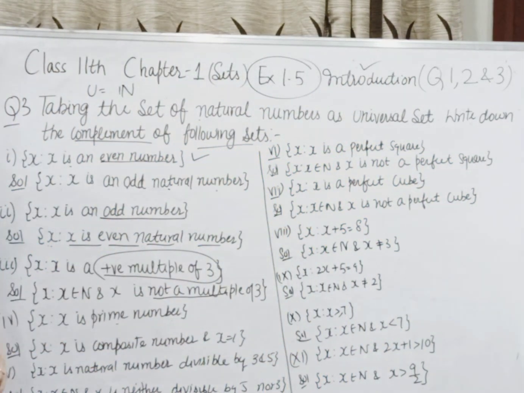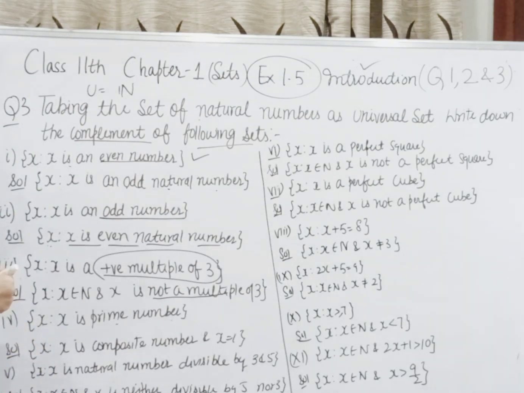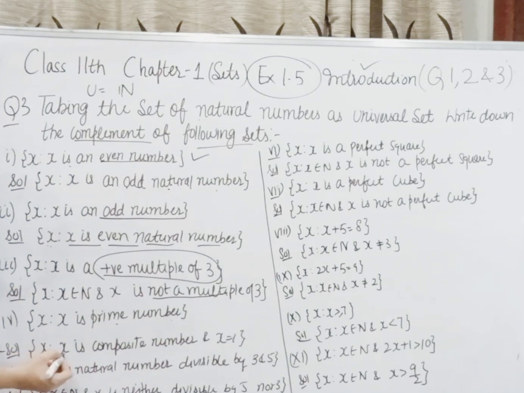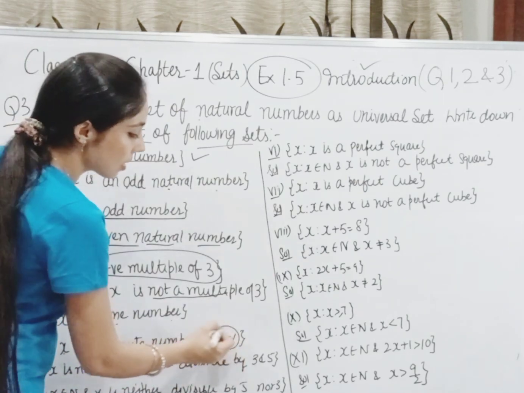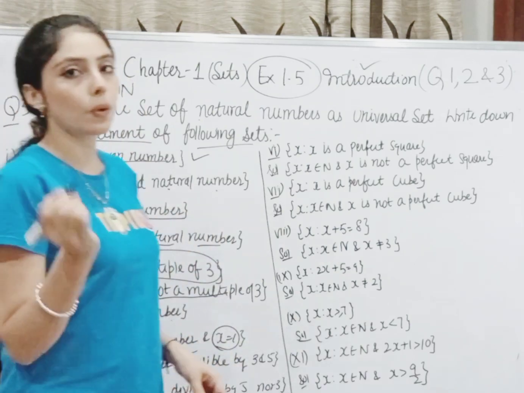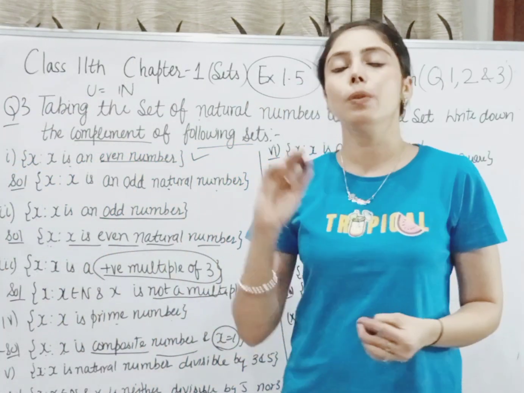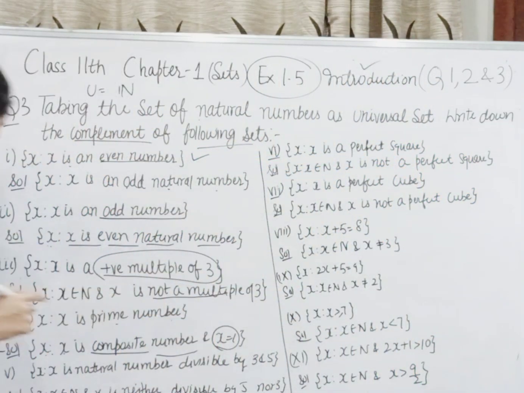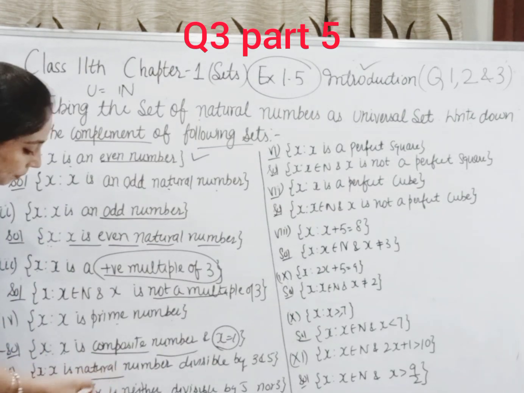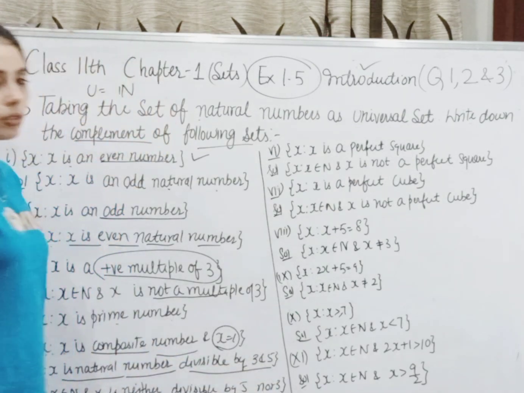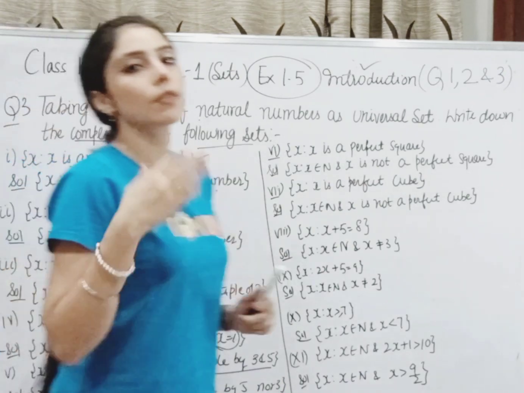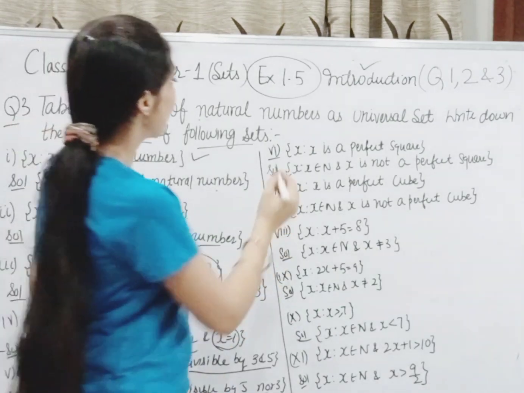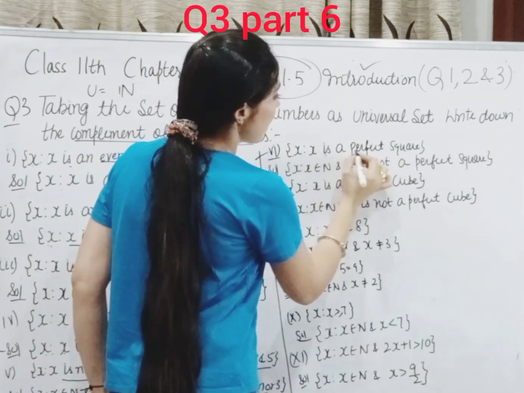The numbers which are not prime numbers are called composite numbers. So the answer will be those x such that x is a composite number or x is equal to 1. Here x equal to 1 is mentioned because 1 is neither a prime number nor a composite number. Now the next part is those x such that x is a natural number divisible by 3 and 5. In the complement we have the natural numbers which are neither divisible by 5 nor 3. What about the seventh part? x is a perfect square.